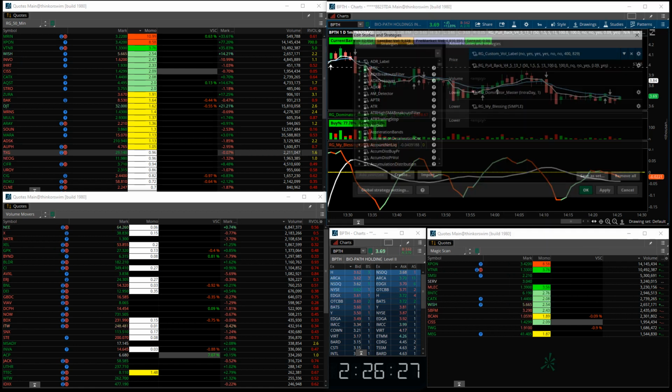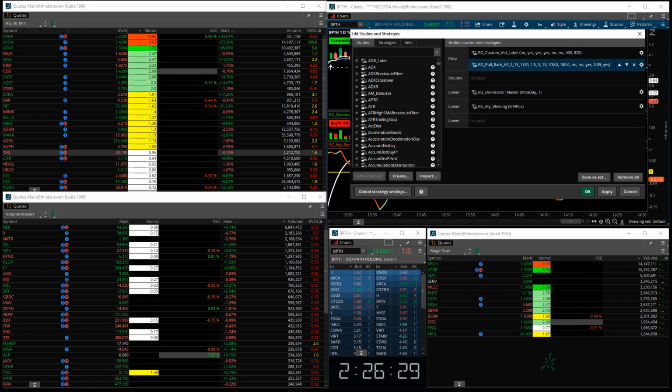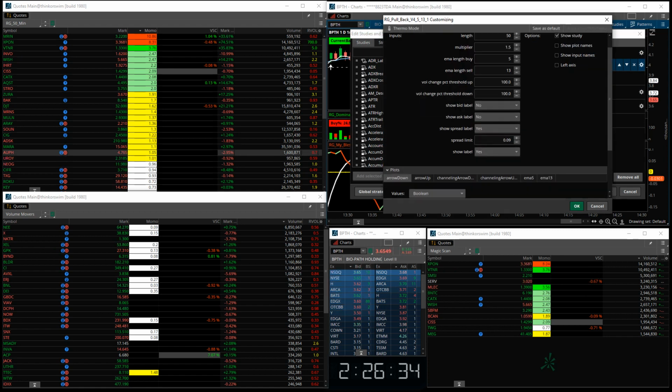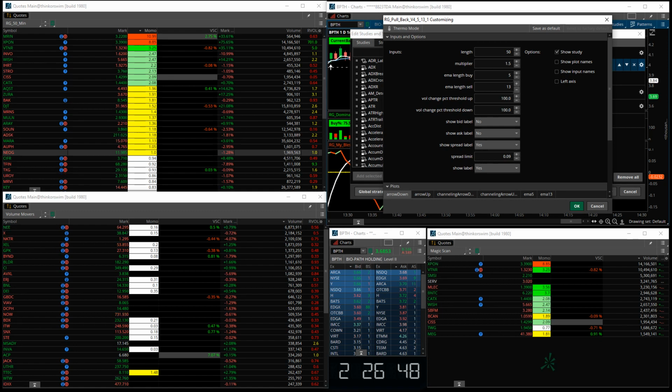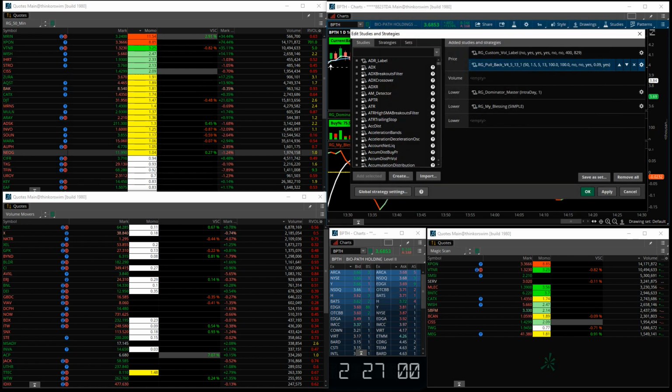But if you go to studies and edit studies and you're using the V4 and you hit this gear icon right here, it says show bid and ask label, and I have them set to no, and I'm only showing the spread. And that's how easy that is. You have to click the gear icon on the indicator that you're using and see if I included this script in there. If I didn't, you will not be able to take it out like we are on this V4.